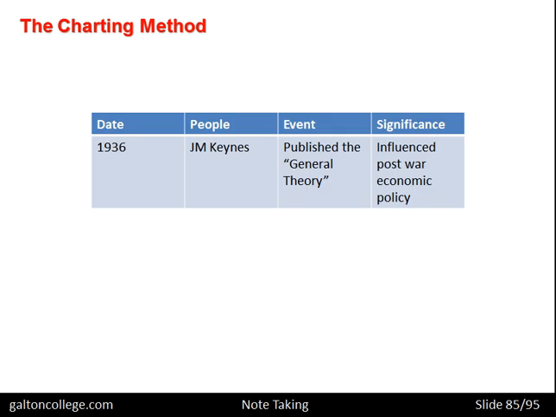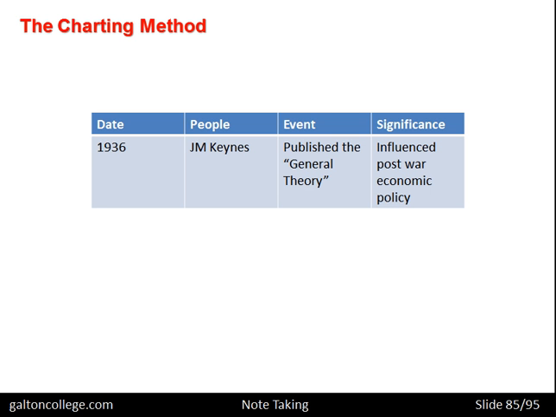The charting method may be presented in a table like this. Here we have 4 columns. It may be you've got 5 or 6 columns. In this case we have the date. So the big date here could be, say, 1936. People, well in this case the person, John Maynard Keynes.